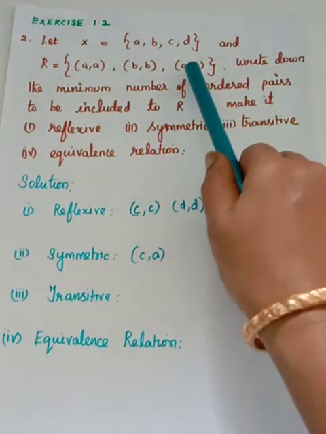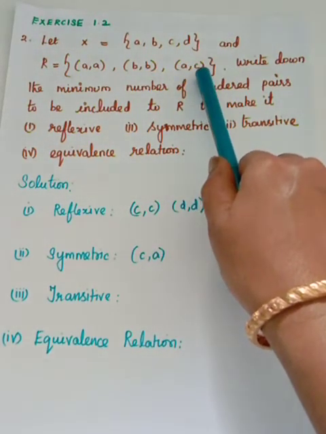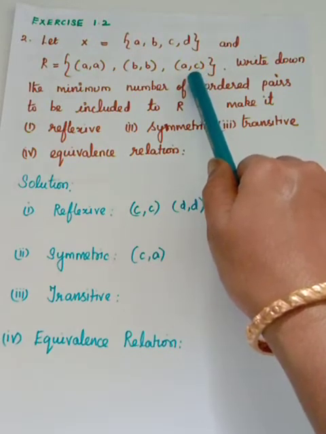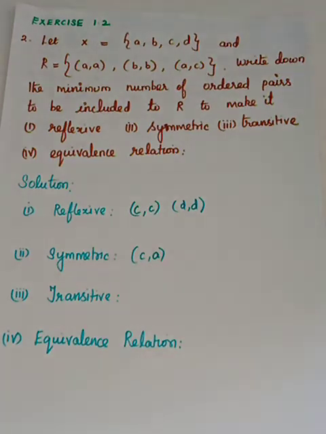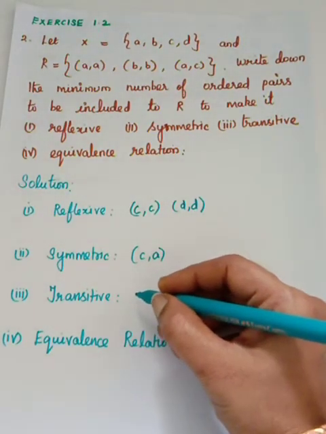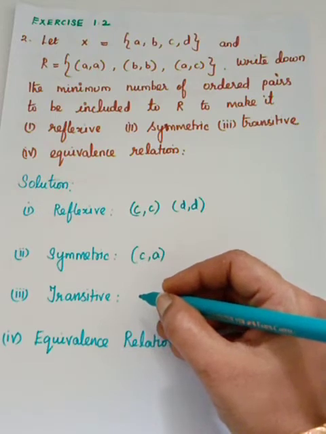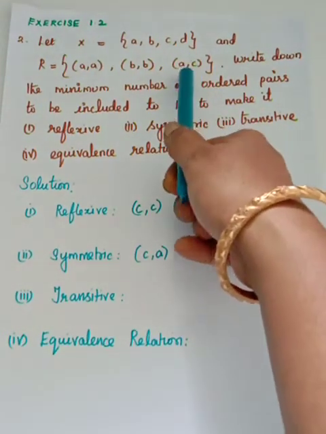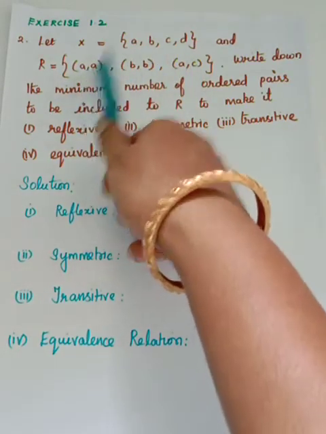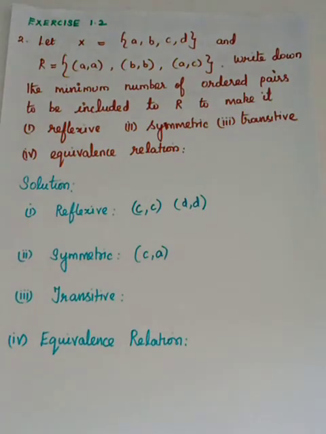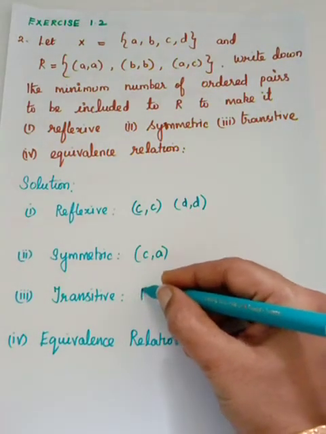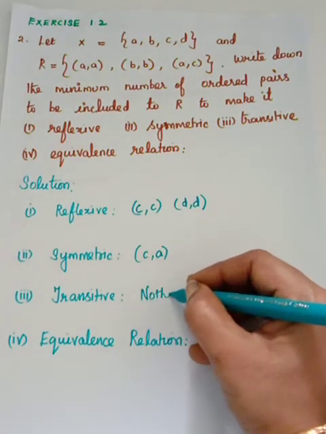Okay, look at this here. A comma c is there, but what about the second condition? Two conditions have to be present for transitive. A comma c is there, but what is not there? C comma a. So for a transitive relation, two conditions should be present in the relation. Here you have only one ordered pair, a comma c. You can leave a comma a, b comma b. A comma c and one more ordered pair regarding c should be there, but it is not so. So to make it transitive, nothing should be included.